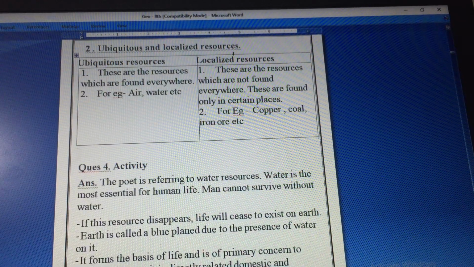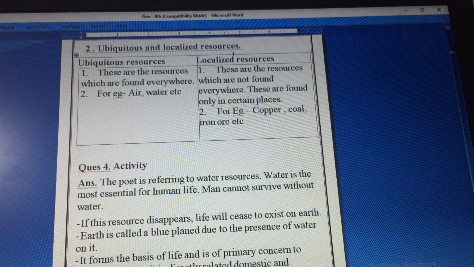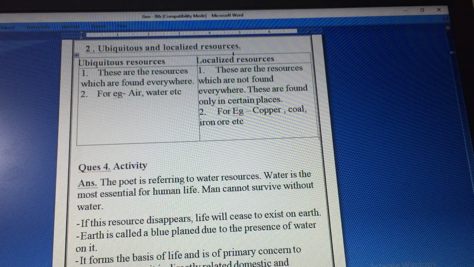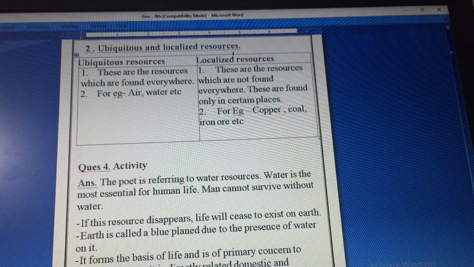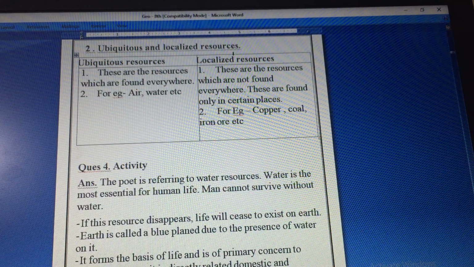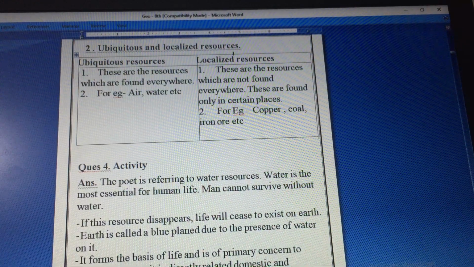Now we'll move on to ubiquitous and localized. We need to distinguish between them. So, ubiquitous are those resources which are found everywhere. Example, air, water, these are found everywhere. And now localized, these are the resources which are not found everywhere, they are found in a particular place only, like copper, coal, iron. All these are the resources which are found in a particular place only, right?